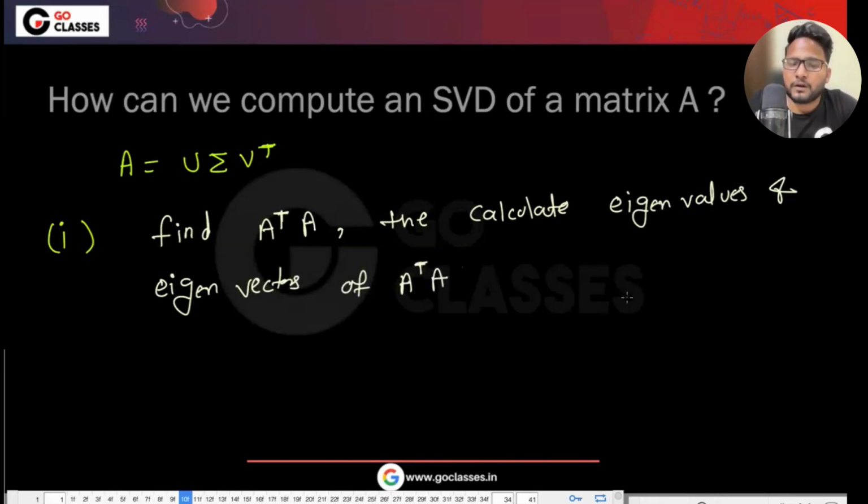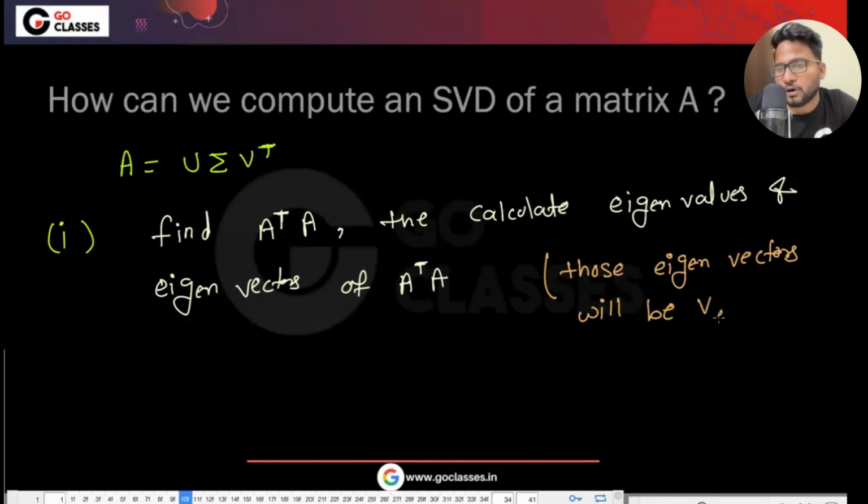Is this first step fine to everyone? Let me know. Those eigenvectors will be V. It is also called right singular vectors. These are the eigenvectors of A transpose A, obviously.